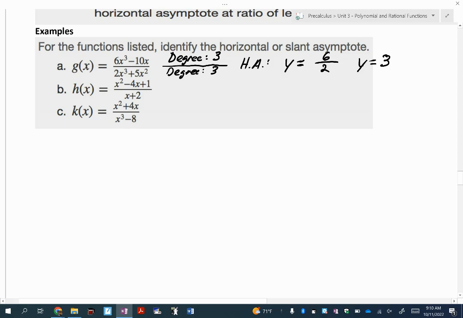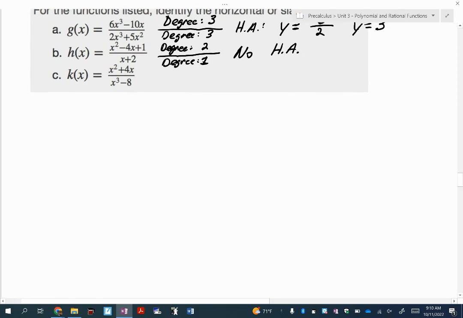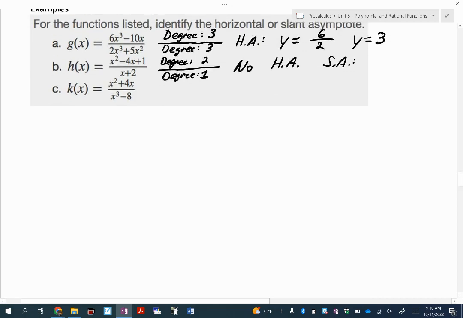Look at letter B. Letter B has a degree in the top of 2 over the degree in the bottom, which is 1, x to the first power. So this has no horizontal asymptote, because the degree of the numerator is greater than the degree of the denominator, but it does have a slant asymptote because that degree difference is exactly 1. So I'm going to do a little work here for letter B. I'm going to put -2 in the corner. Think opposite. 1, -4, and 1.